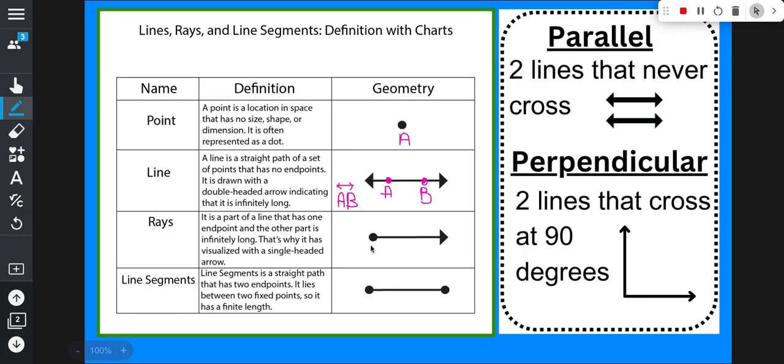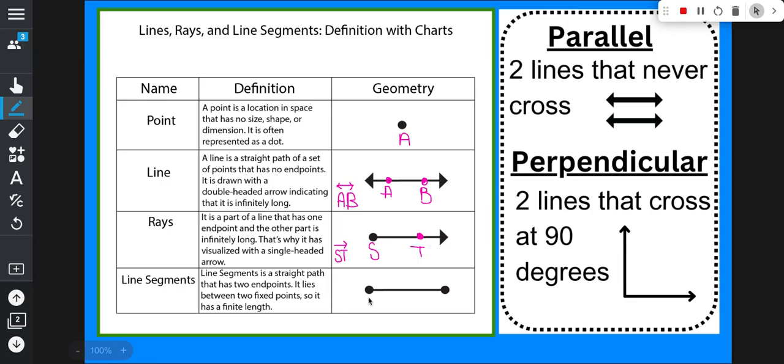A ray has a starting point, so we'll call that S, and it goes on and on through another point. So we'll just call that one T. When we're naming that one, we would start with our start point. We would then add our end point, and we would put the line with an arrow pointing the direction the ray is pointing.